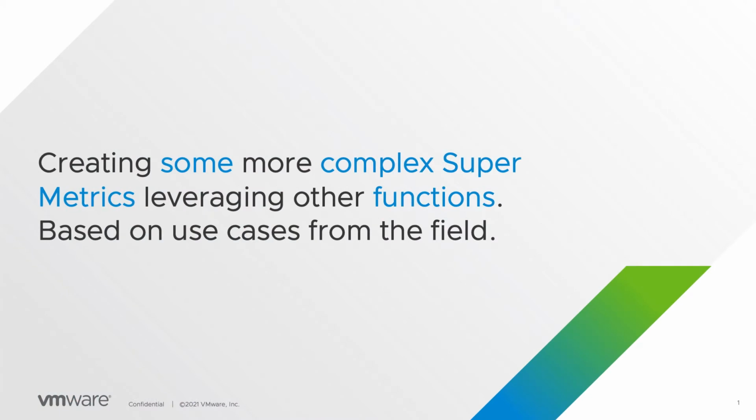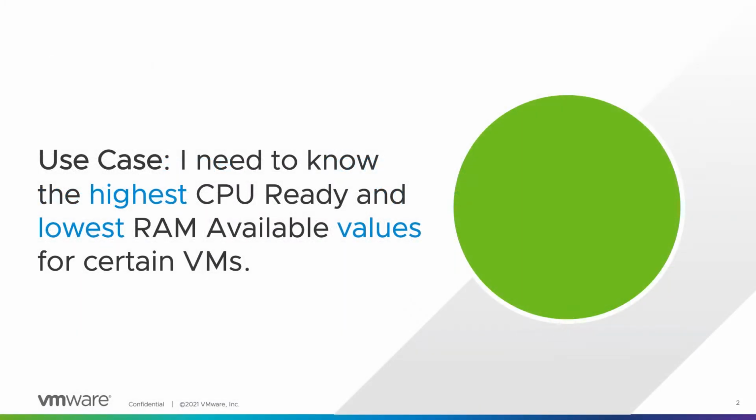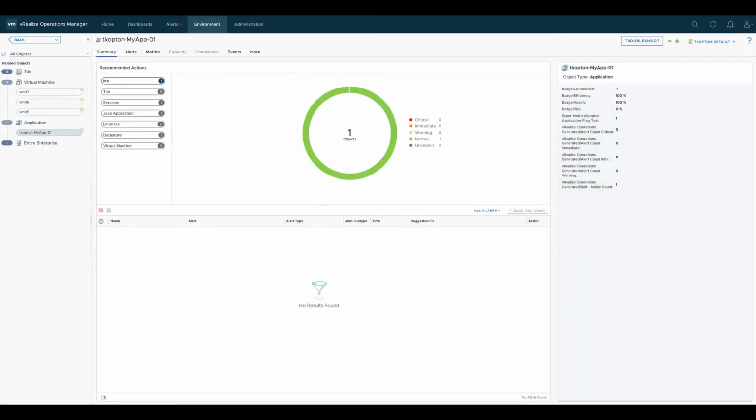In this video, we will create additional complex supermetrics leveraging another functions. In this use case, we would like to know the highest CPU ready and lowest RAM available values for a certain group of VMs. Let's assume we have this custom application consisting of 3 VMs managed by our vRealize Operations.